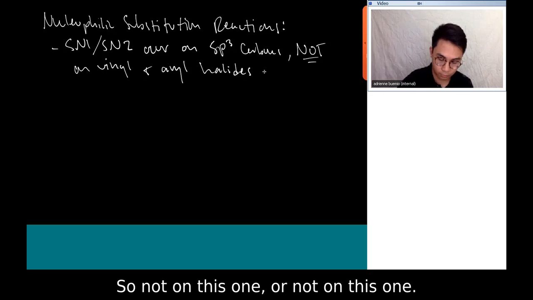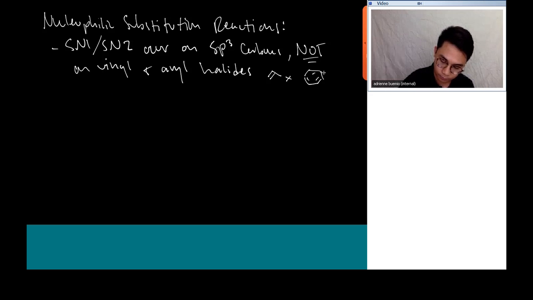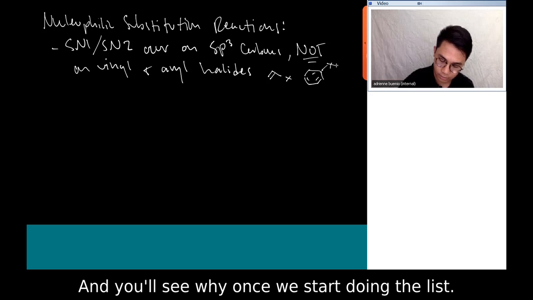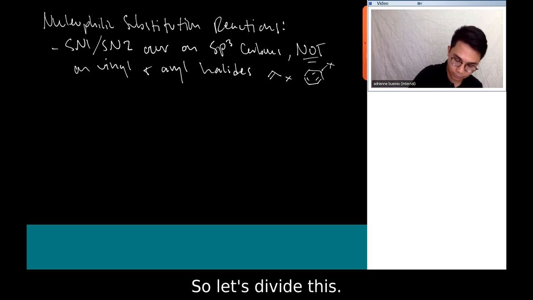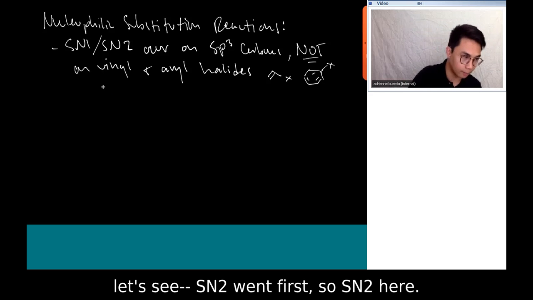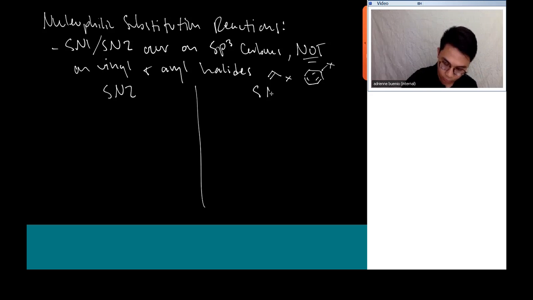So not on this one or not on this one. And you'll see later why once we start doing the list, or you guys probably already know. So okay, let's divide this. We're gonna have, let's see, SN2 went first, so SN2 here, and then SN1.